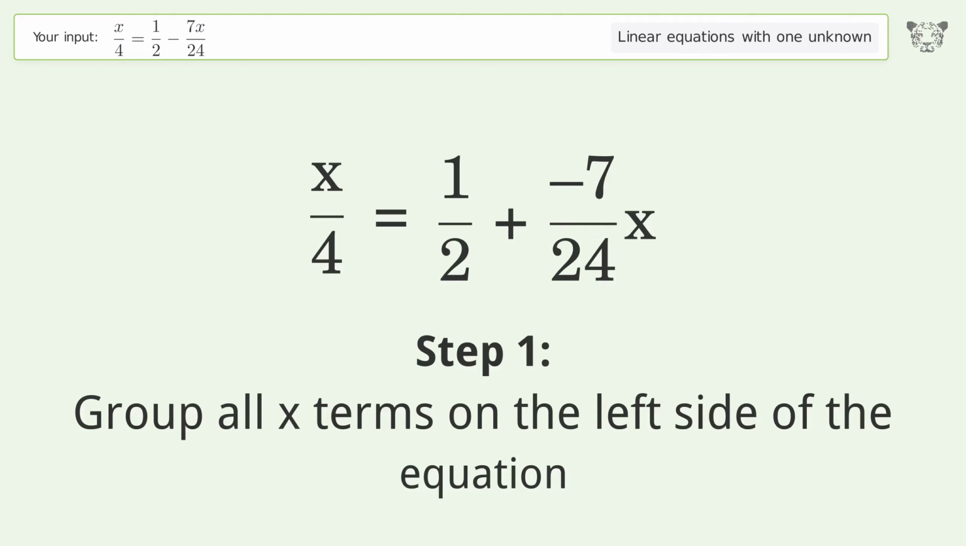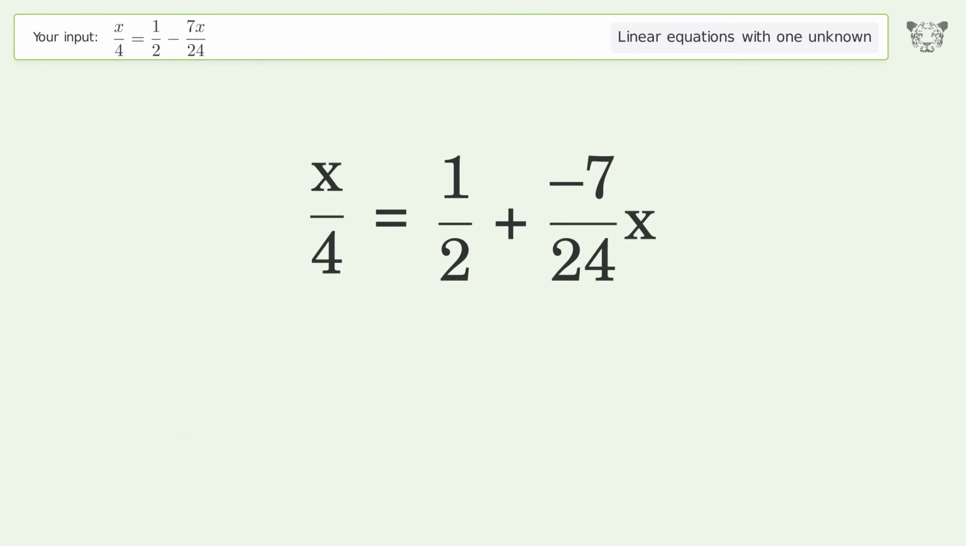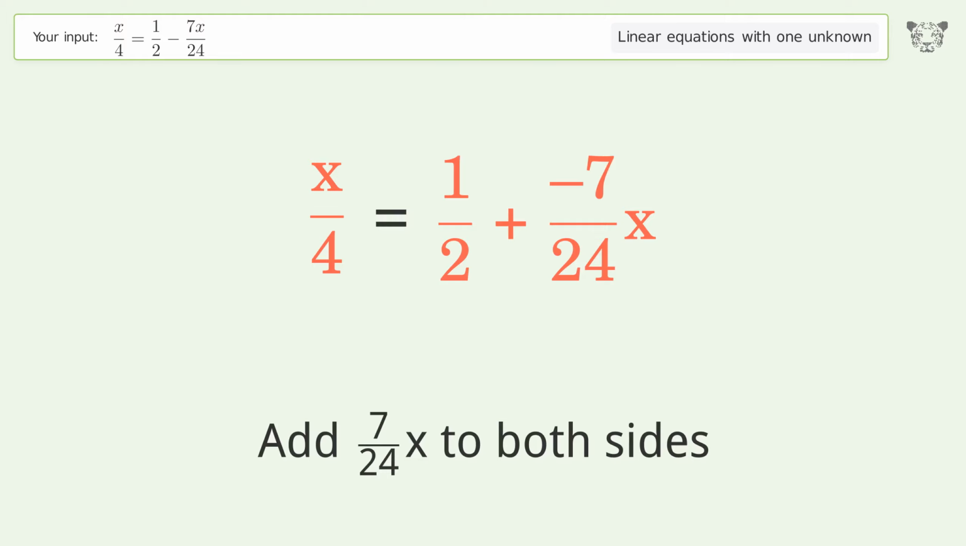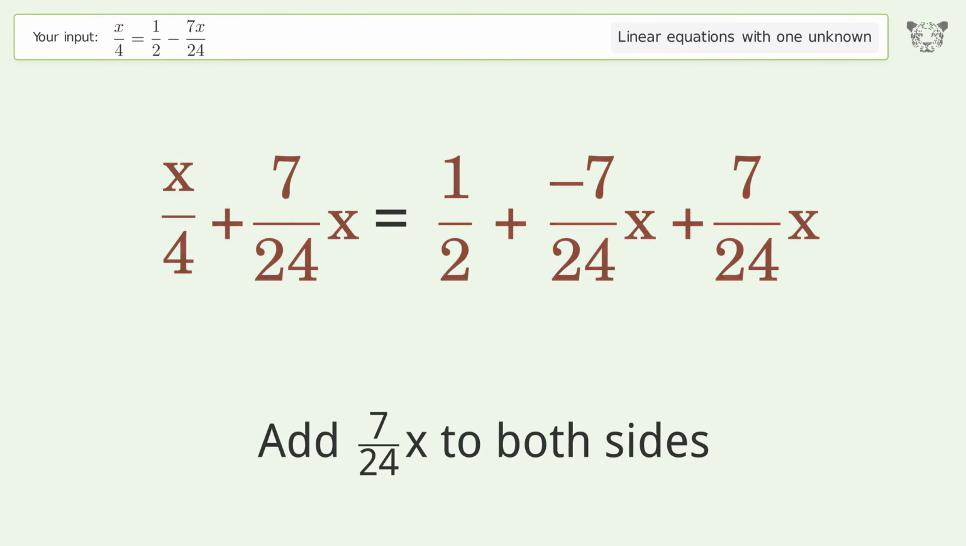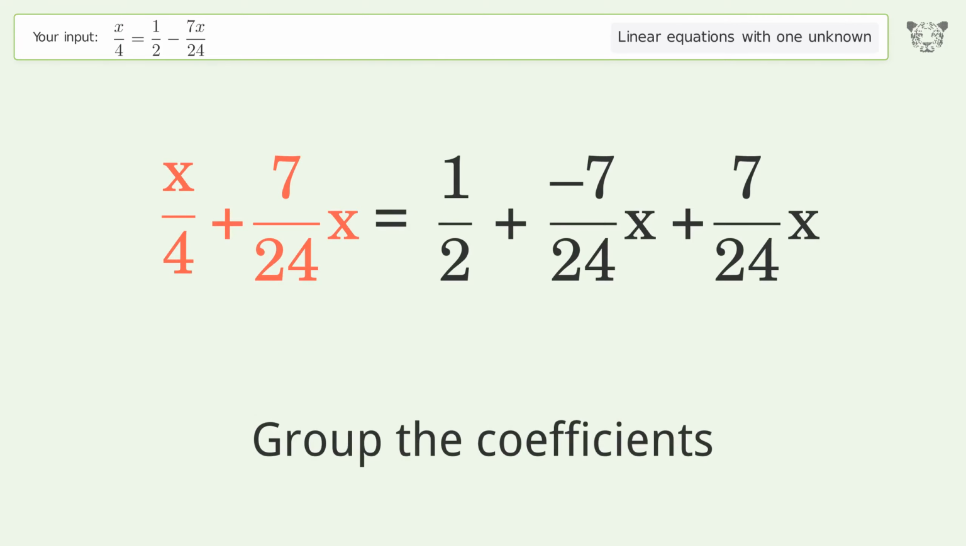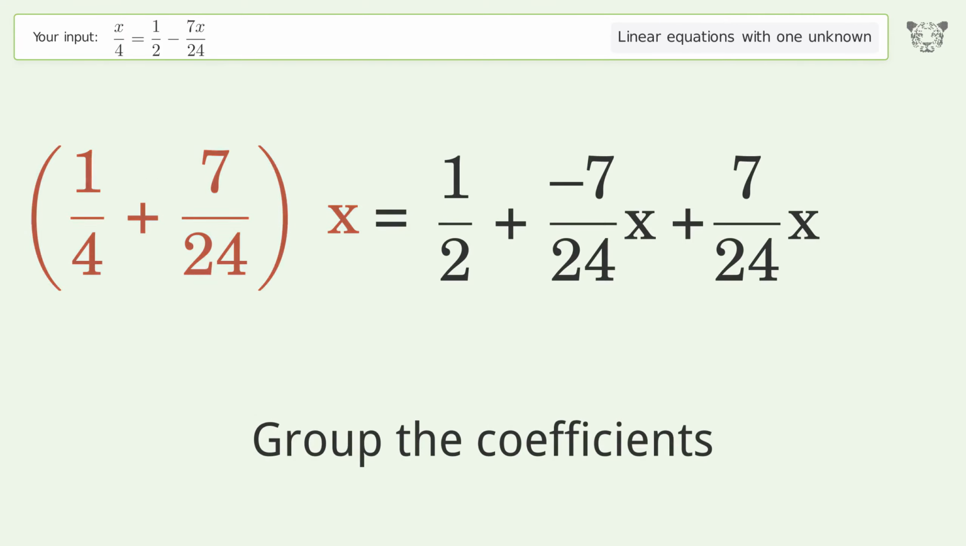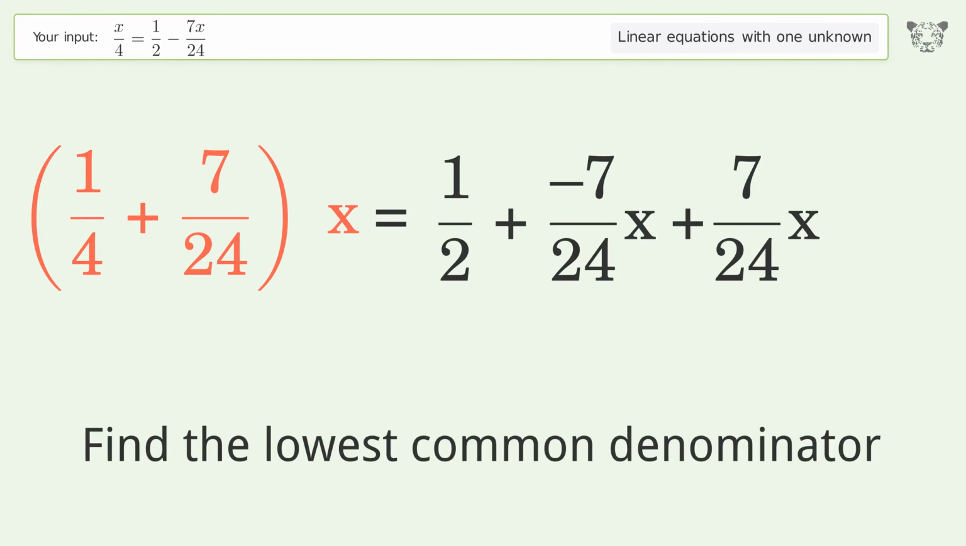Group all x terms on the left side of the equation. Add 7 over 24x to both sides. Group the coefficients. Find the lowest common denominator.